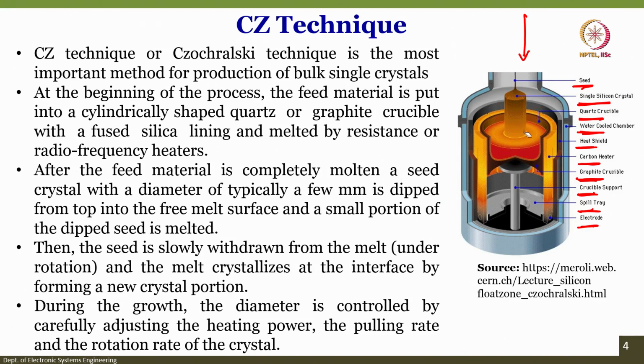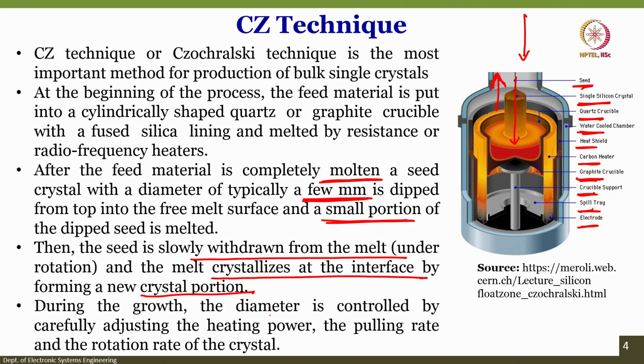The point is that when it is in the molten state, you load the seed crystal and slowly pull it off. While pulling off, rotate it. So, after the feed material is completely molten, a seed crystal with a diameter typically of a few millimeters is dipped from the top into the free metal surface, and a small portion of the dipped seed is melted. After that, the seed is withdrawn from the melt, and the melt crystallizes at the interface by forming a new crystal portion.